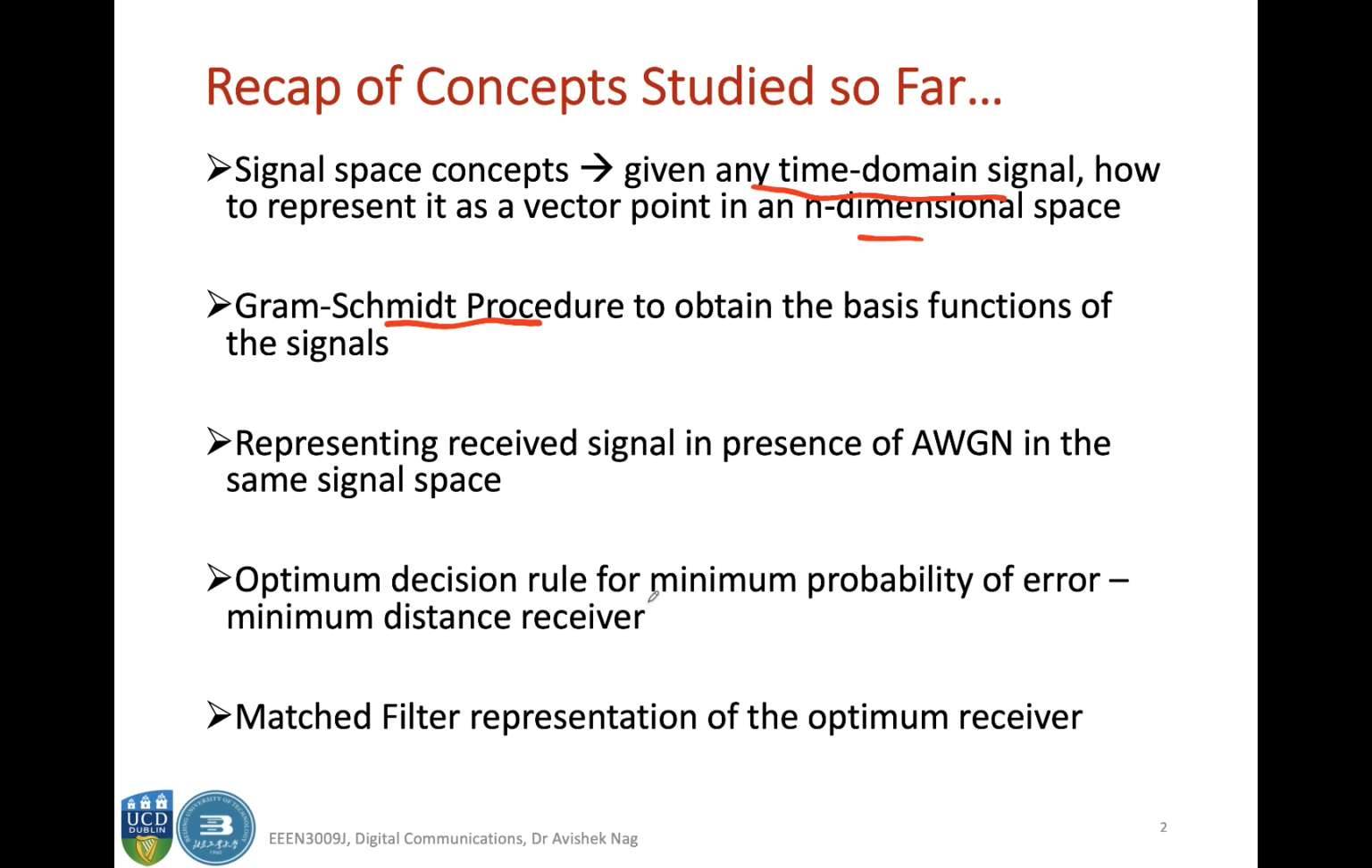we also derived the optimum decision rule so that the probability of error is minimized. And by now we all know that the optimum decision rule is the minimum distance receiver. And then we also learned about the matched filter representation of the optimum receiver.